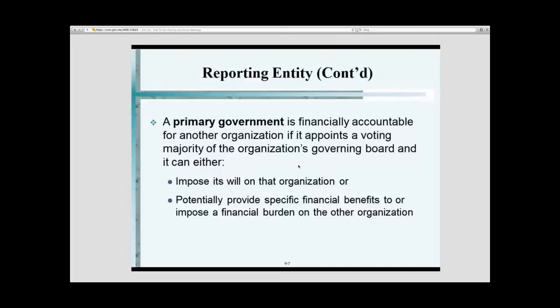of an entity, do you have control over the board? Can you impose your will on that? Yes. Does the state have the ability to appoint the council at city or county level? No, because they're appointed by the constituents, the citizens within that.